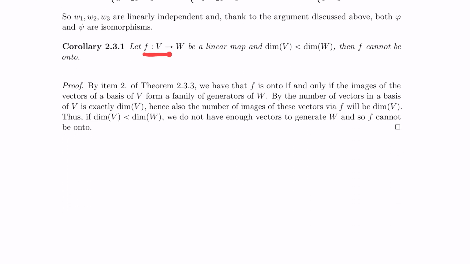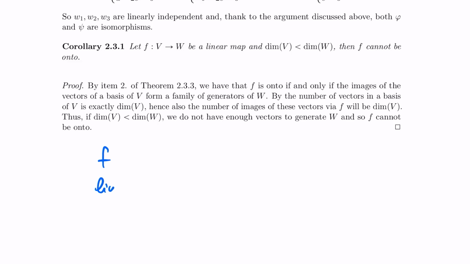Let F be a linear map from the vector space V to the vector space W. If the dimension of V is strictly inferior than the dimension of W, then F cannot be onto. Before discussing the proof, let me give you an example.